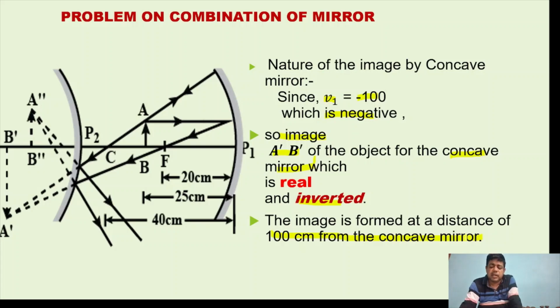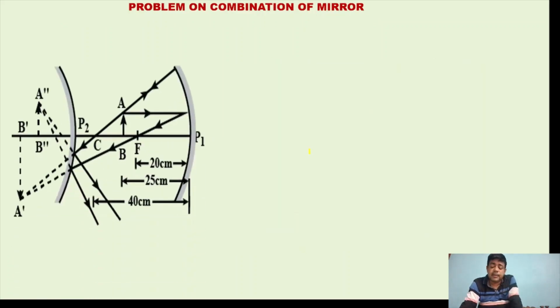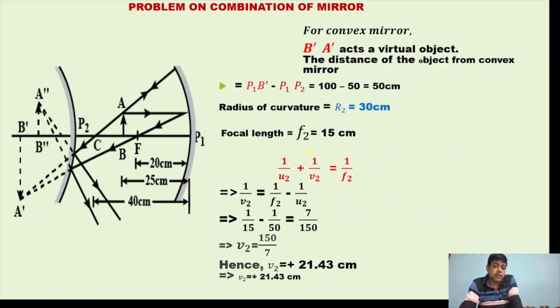Understand? Here you see this is the image A dash B dash, which is inverted and real, and which is placed 100 centimeter away from the concave mirror, to the left side of the pole. Now let's consider the convex mirror.